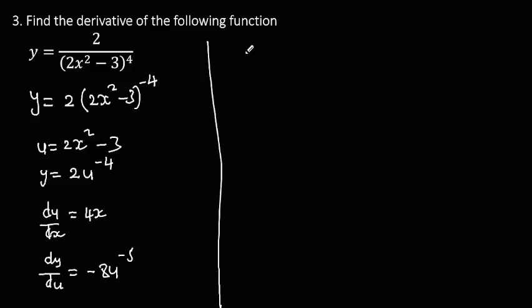Then we are going to write the chain rule, that is change in y due to change in x is equal to change in y due to change in u, you multiply change in u due to change in x. After that, we need to take these derivatives of u and y. We substitute them into the chain rule to get the derivative of y.